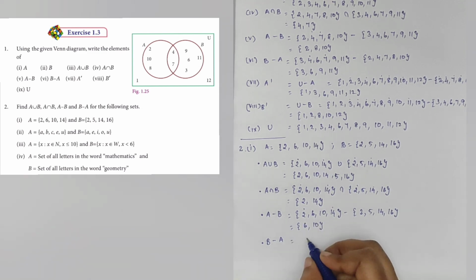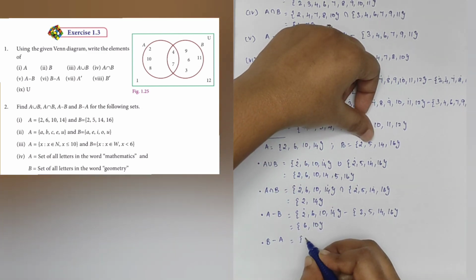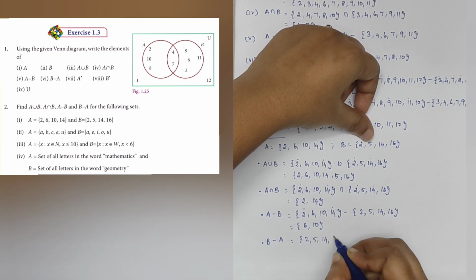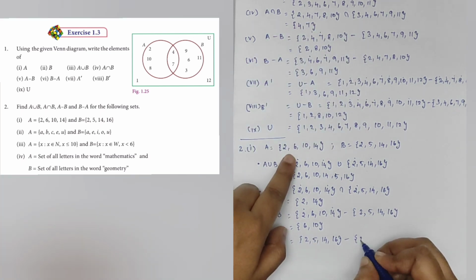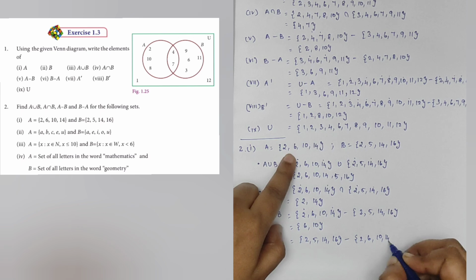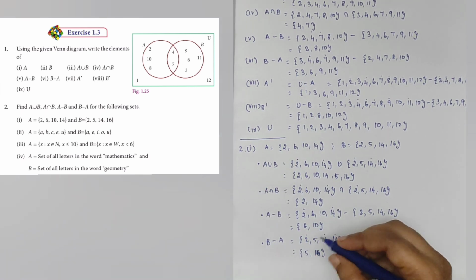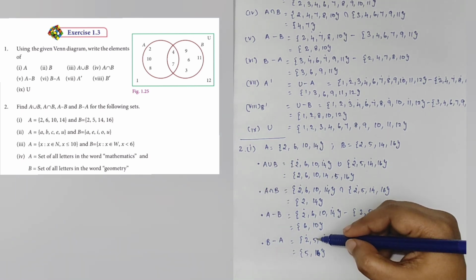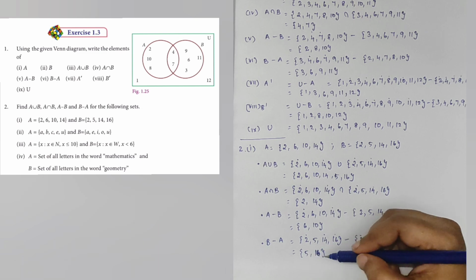Now do it for B minus A. List out the elements of B, that is {2, 5, 14, 16} minus {2, 6, 10, 14}. You have to mark only the common elements, that is 2 and 14. Now list out the uncommon elements, that is 5 and 16. So the answer is 5, 16.